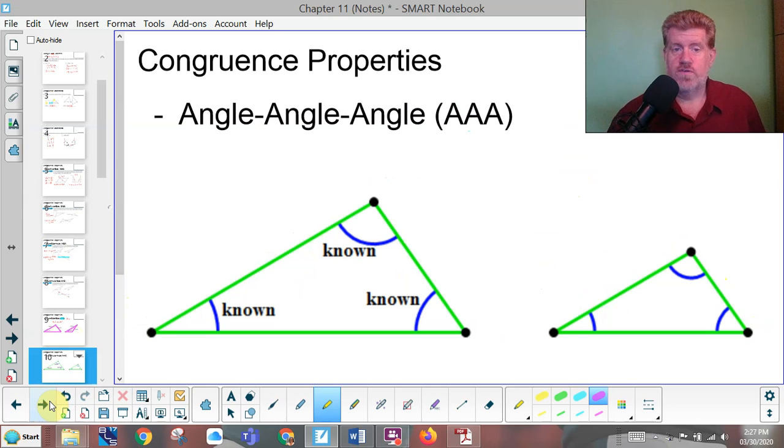Another one that doesn't work for congruence is angle angle angle. Your angles can all be the same, but it doesn't mean your sides are the same. Just like a stretch or a shrink. Okay.